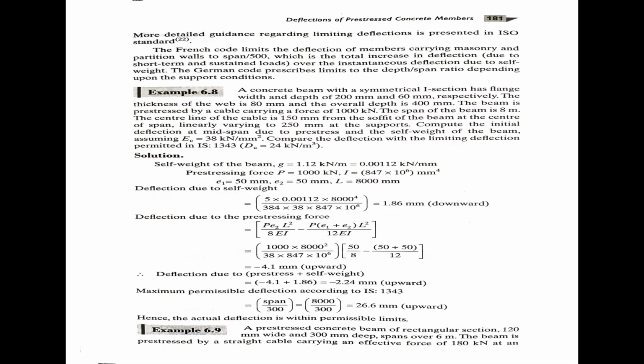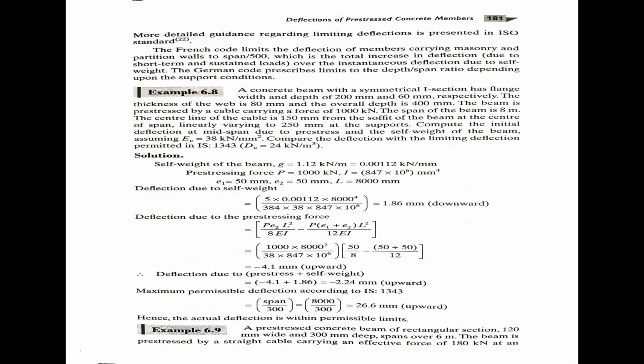Okay, the maximum deflection, the limiting deflection, you have to calculate following the code provisions. Different types of code provisions: American, French, Indian standard, German. I have to take some values for investigation. In these members, prestressed concrete members, the deflection you have to calculate in this process. Now I take example 6.8 for calculating the problem.